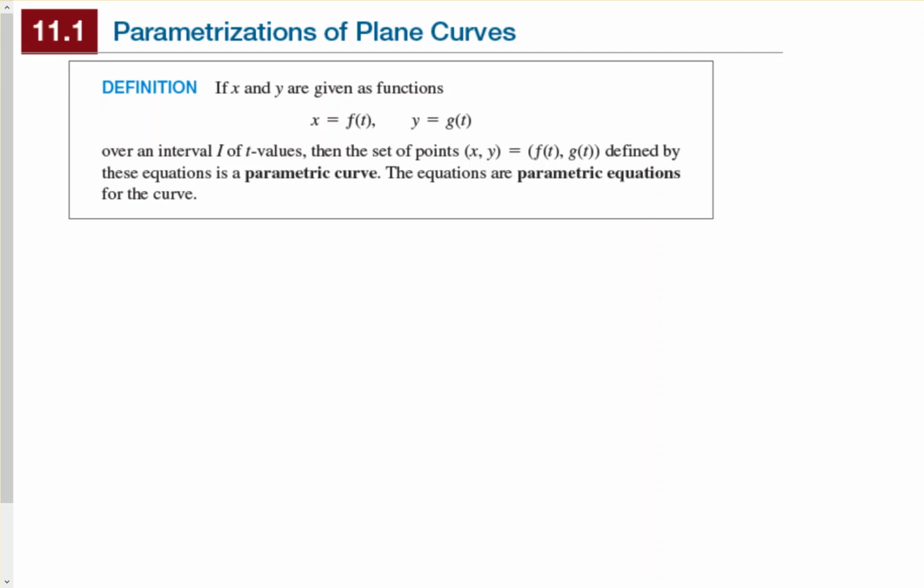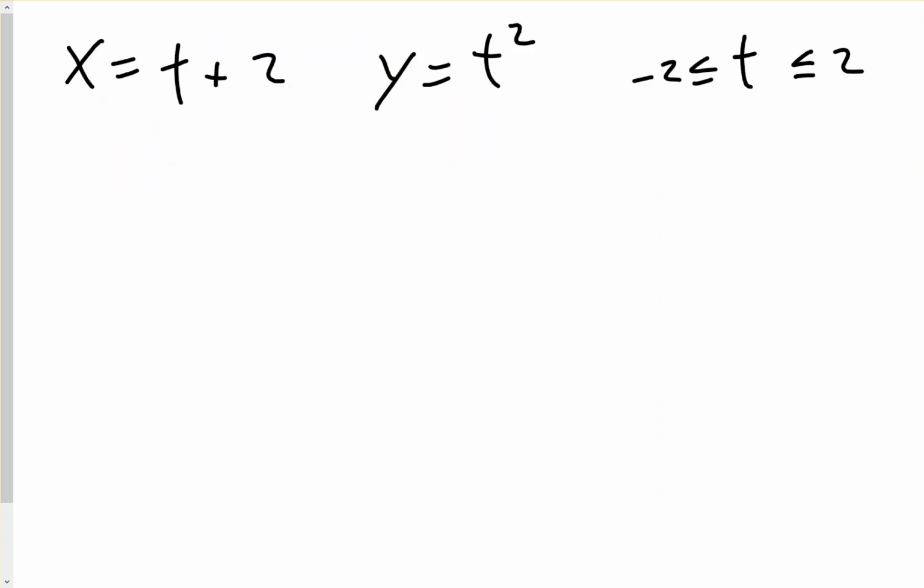Okay, so this is the definition of it. We have x defined as a function of time, and we have y defined as a function of time. Okay, and then we get to see what the graphs of these look like. So let's start out with our first example.